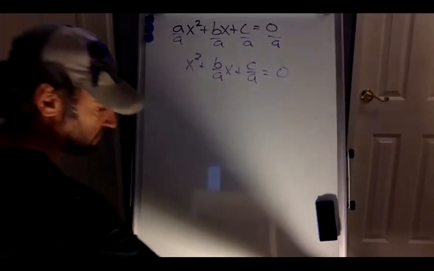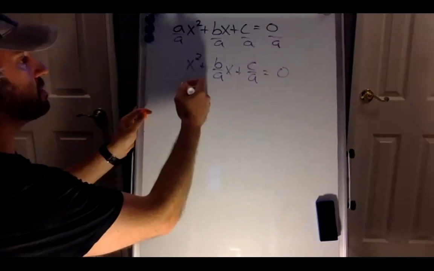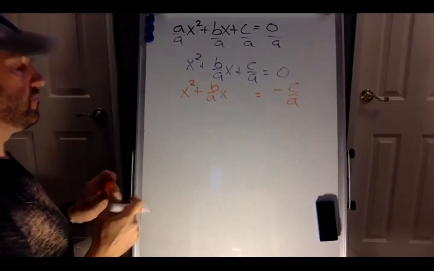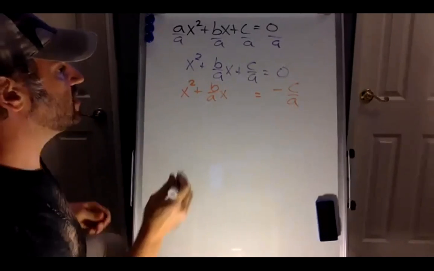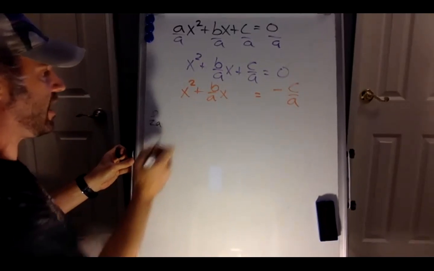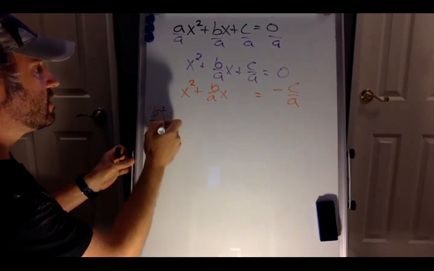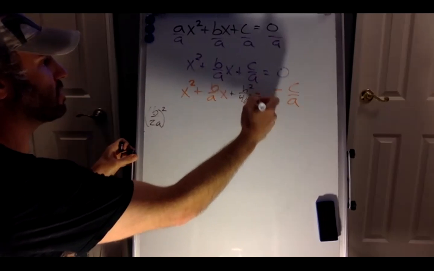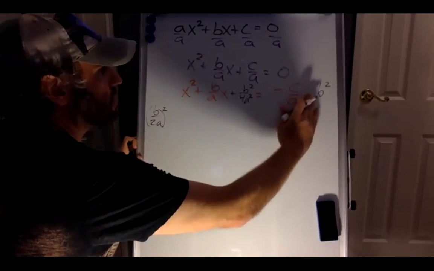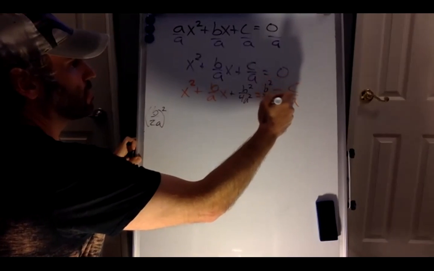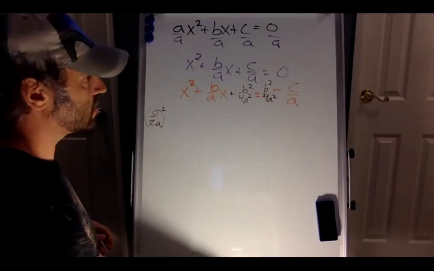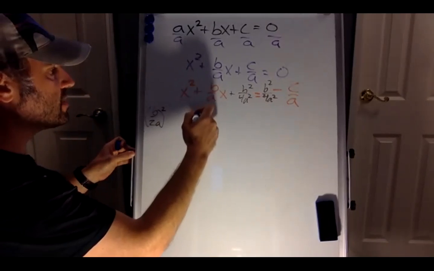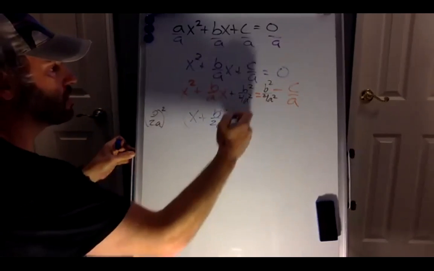Okay, I'm going to run out of space if I'm not careful. We get rid of this. We then cut this in half, so that's B over 2A, and then we square it. And that's what we add. So we add B squared over 4A squared on both sides. I'm going to add it here. This can now be factored into whatever half of that was, which was B over 2A. So it's X plus B over 2A squared.